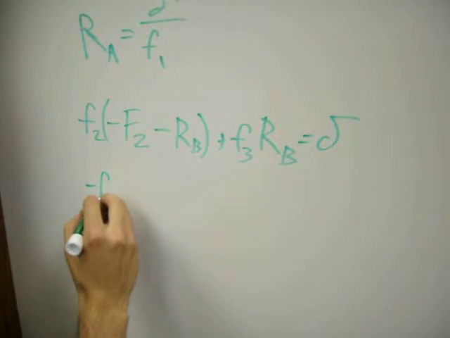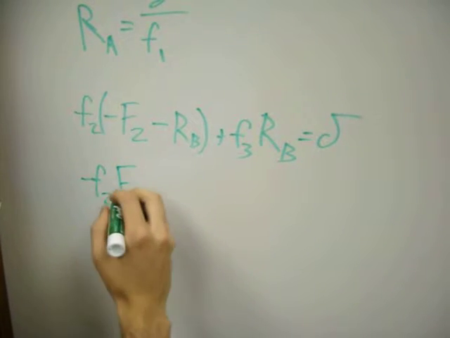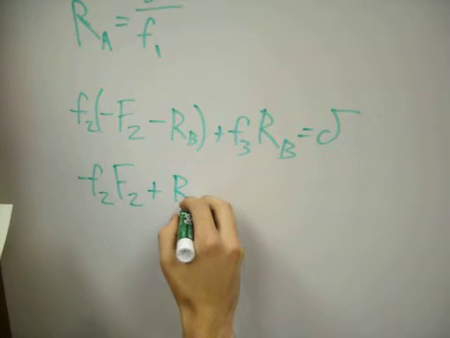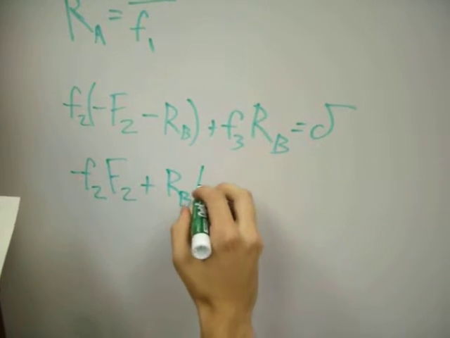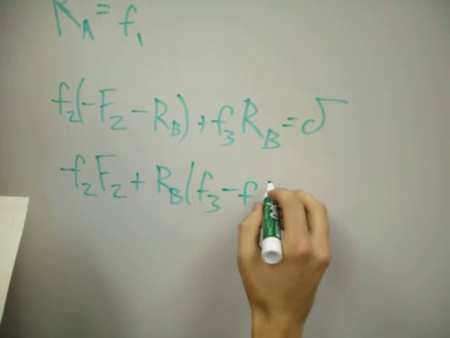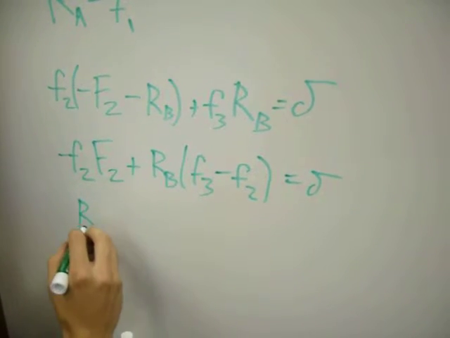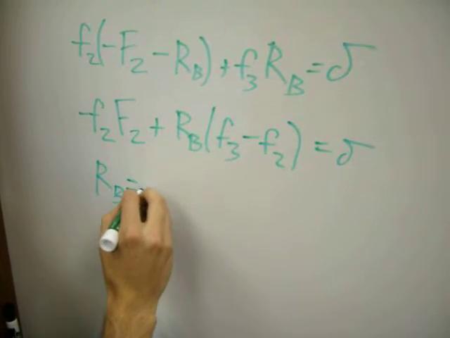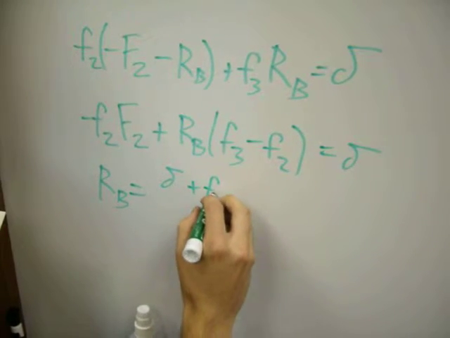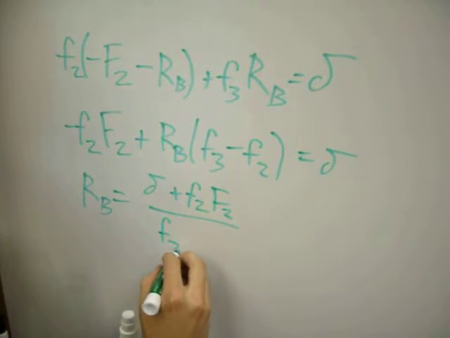From there, algebra reveals that the negative flexibility of 2 times the force 2 plus RB, combining like terms, times force 3 minus force 2, or flexibility 3 minus flexibility 2, equaling delta. And then RB is now revealed to be delta plus flexibility 2 times force 2, all over the quantity F3 minus F2.